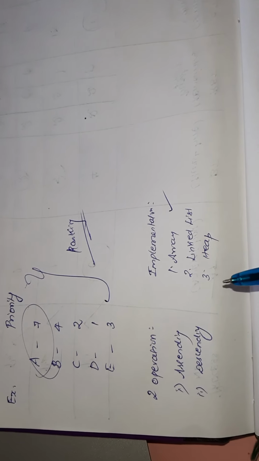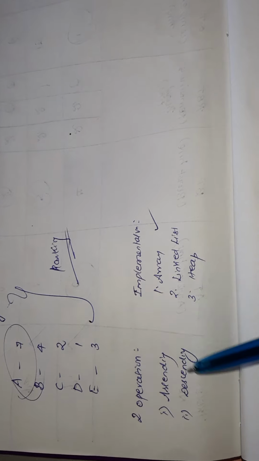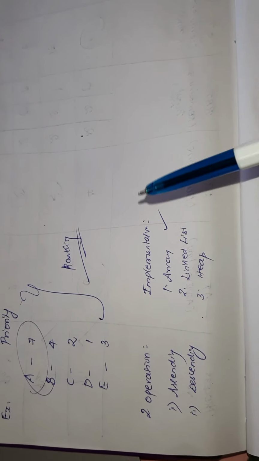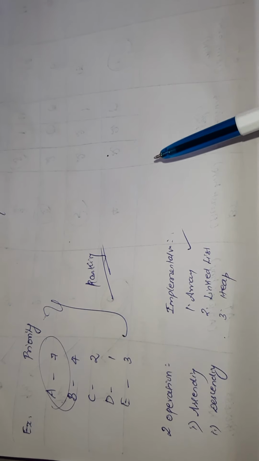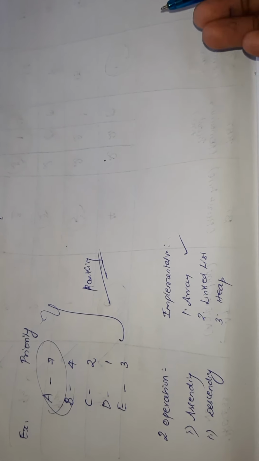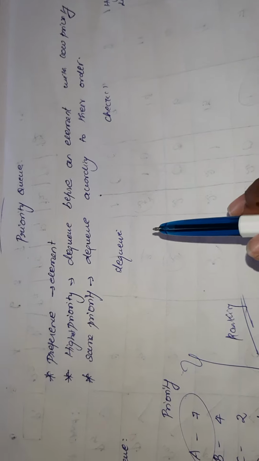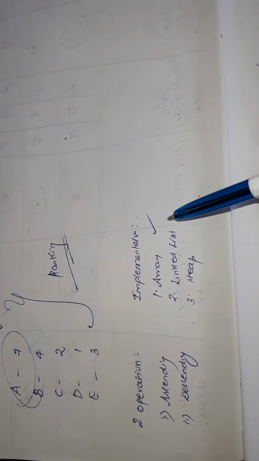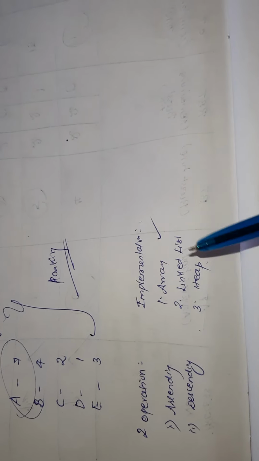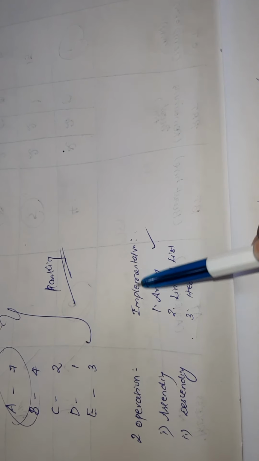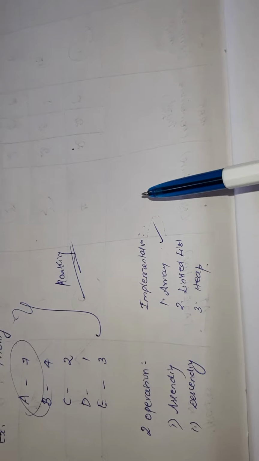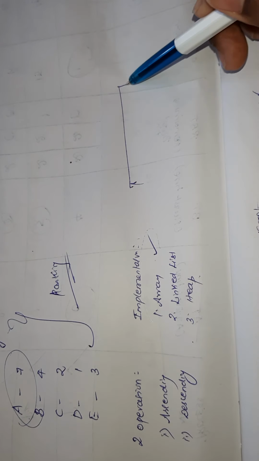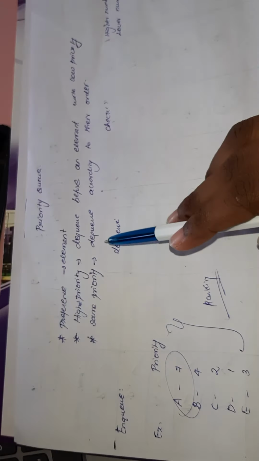We can do it in ascending order or descending order, it is your wish. Next, implementation. Normally we can implement the stack using an array and a linked list, right? In the same way, to implement the priority queue you can use the array concept, the linked list concept and the heap concept. Depending upon your syllabus we are going with the array concept. An array is a collection of similar data types, and with its help we implement the priority queue.